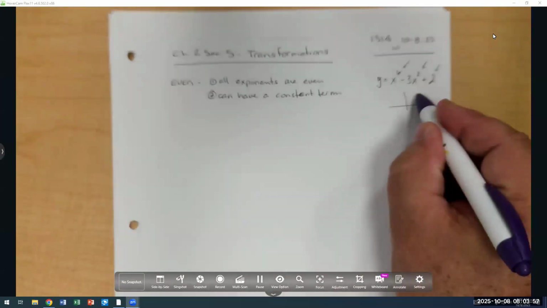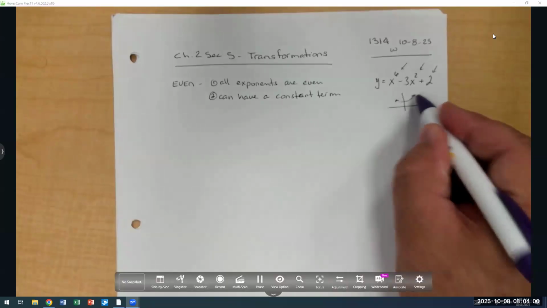This function is symmetric about the y-axis. It's a mirror image of itself.